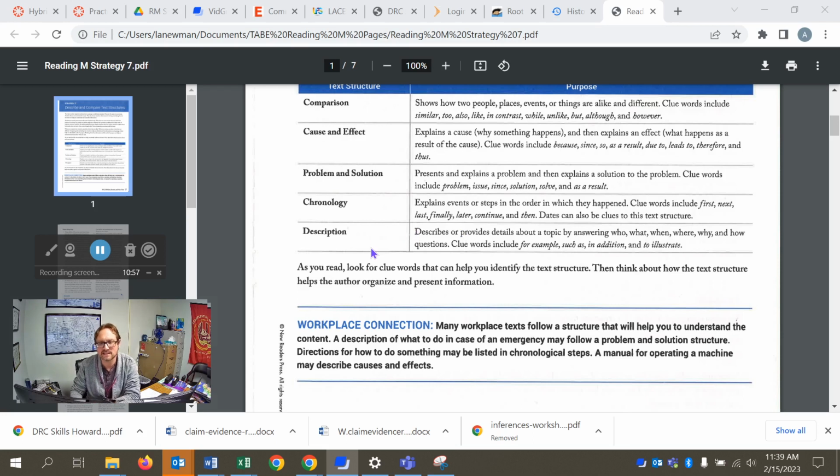Okay, and our last text structure is description, and it describes or provides details about a topic by answering who, what, when, where, why, and how questions. So describing something in detail. In description, there could be a little bit of some of the others in there: comparison, cause and effect, problem and solution. But what you're really looking for, or on the lookout for with this, are examples of a certain thing.